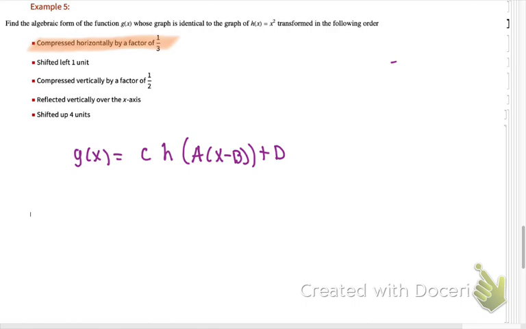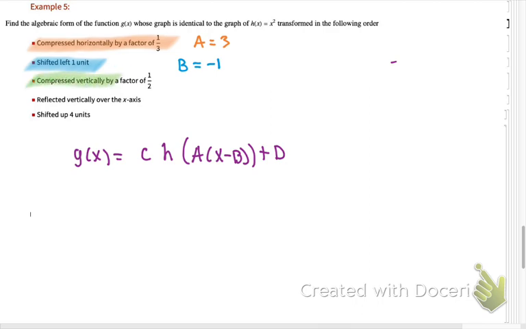Okay, so back up to the top. I've highlighted the first step here. It's horizontally compressed by a factor of 1/3. That has to do with capital A. And if you look back at the steps, the value of A and the scaling factor are the reciprocals of each other. Now, there's no horizontal reflection after that compression, so in this case, A will be a positive 3. Okay, next step, we have a shift left 1 unit. Okay, well, if we're shifting left 1 unit, that means B has to be minus 1. So B is negative for shifts left, B is positive for shifts right.